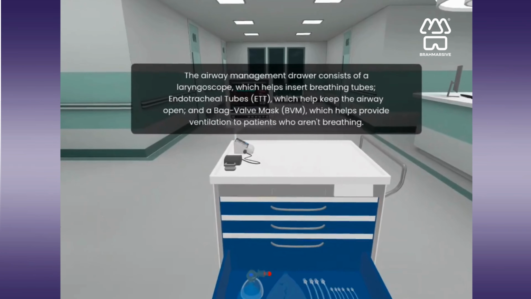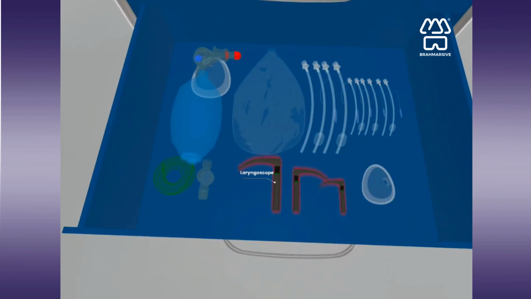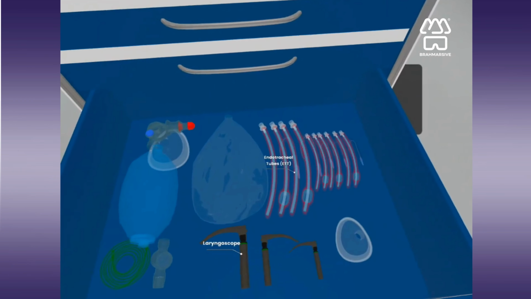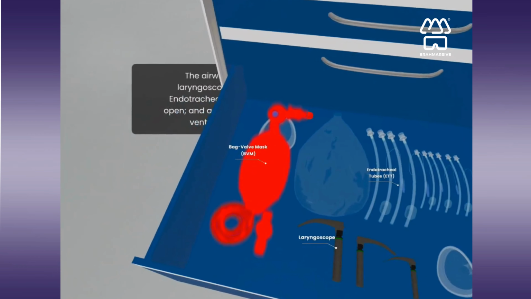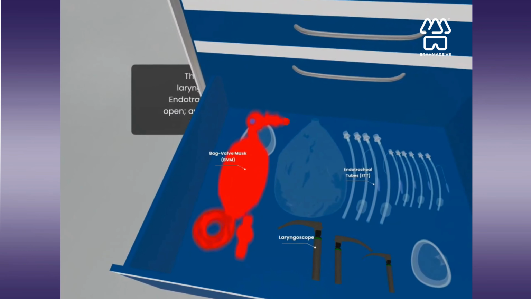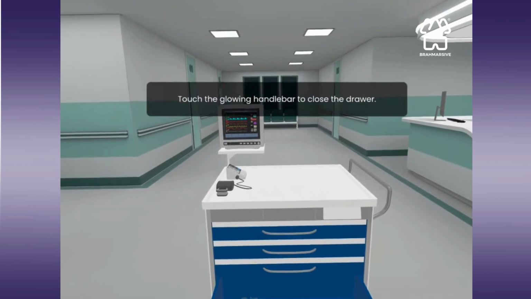The airway management drawer consists of a laryngoscope, which helps insert breathing tubes, endotracheal tubes, which help keep the airway open, and a bag valve mask, which helps provide ventilation to patients who are not breathing. Now, touch the glowing handlebar to close the drawer.